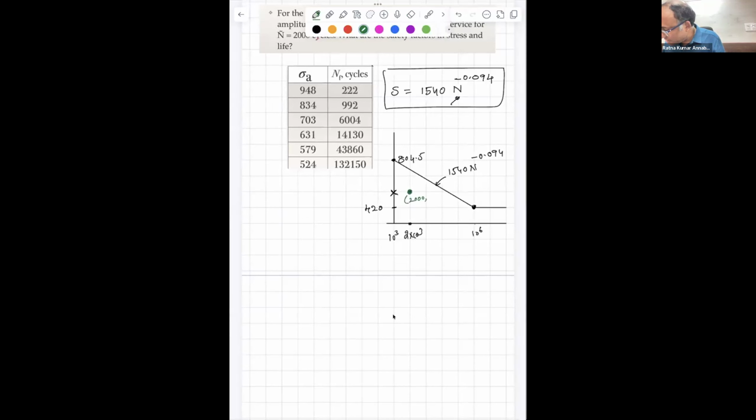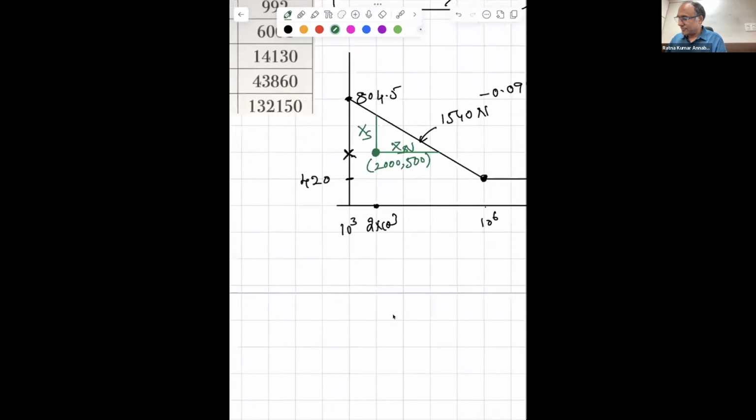2000 cycles and 500 MPa. Right? If that is the design point, what is the factor of safety in life? N is the factor of safety in life, and then there is the factor of safety in stress. That is what he's asking us.